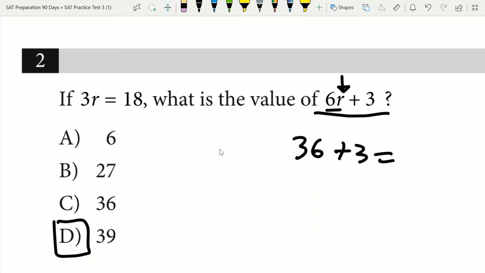So just recognize how many fewer steps it is if I just recognize 3r, and now I'm asked about 6r. Well, if 3r is 18, I double 18, that gives me 36. 36 plus 3, that's 39. That takes a lot less time than if you divide each side by 3 and solve for r and then plug r in. So that's one tip you can use to save time on the SAT math section.